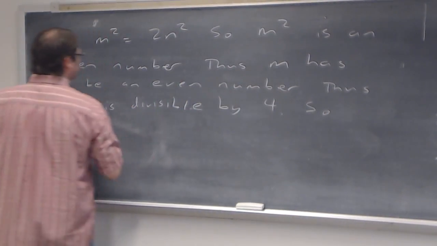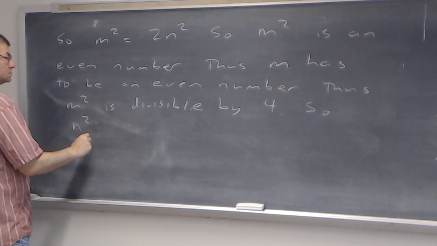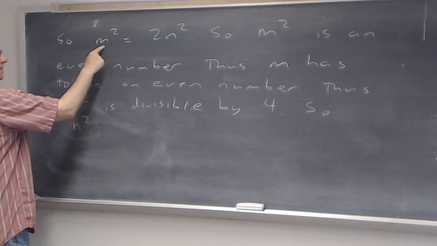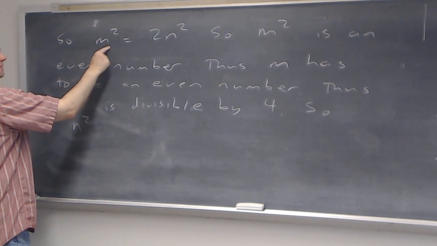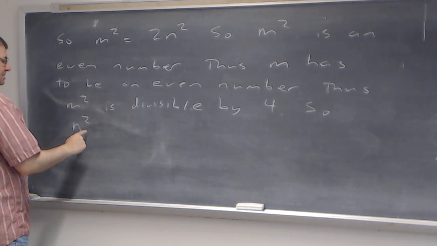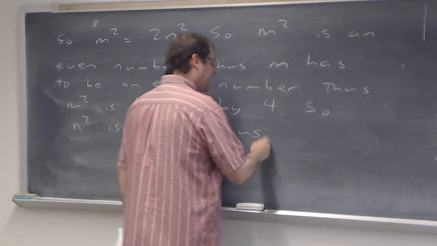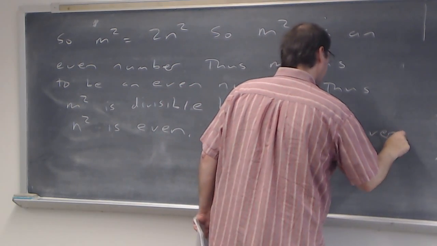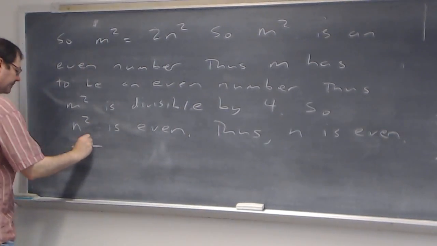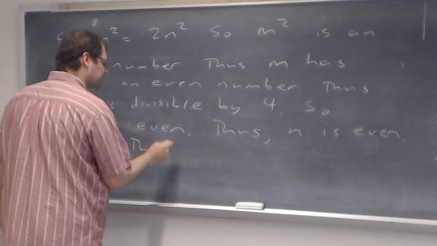So, from this fact here, that m squared is equal to 2n squared, if I divide m squared by 4, m squared over 2 will still have a factor of 2 in its prime power decomposition. So n squared is even. Thus, n is even. And this is a contradiction because when we looked at m over n, we took the representation of m over n that not both of them were even. So that's a contradiction. Thus, what we assumed must be wrong.